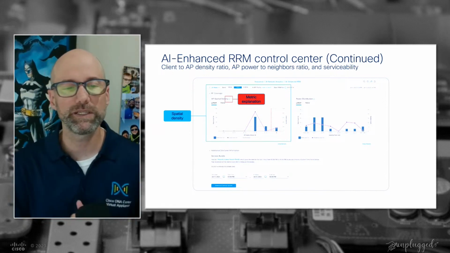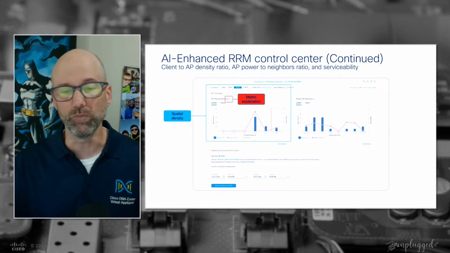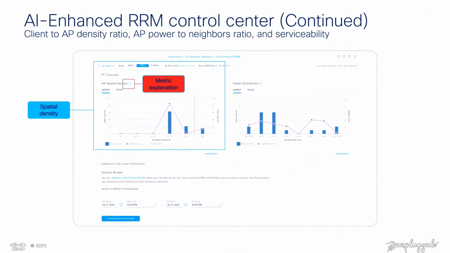The service bundle part, you could just download it, and it's going to download the last hour of data. Boom. And it's going to include all the raw metrics, all the raw data that goes into all these decisions and all the graphs that you see. So if you wanted to comb through the data yourself, you can do that. You want to give it to TAC because they're troubleshooting a problem, you can do that.